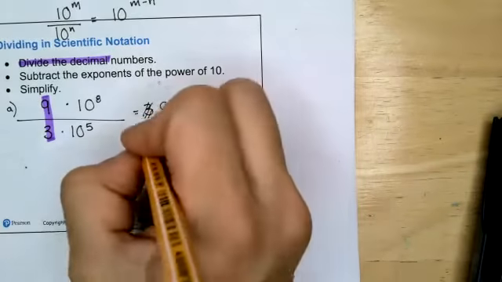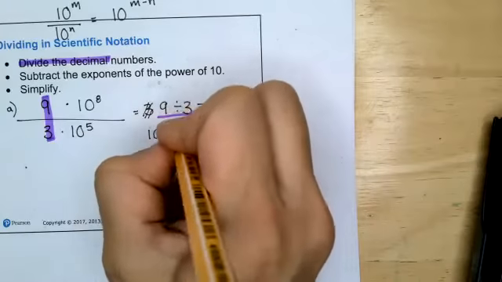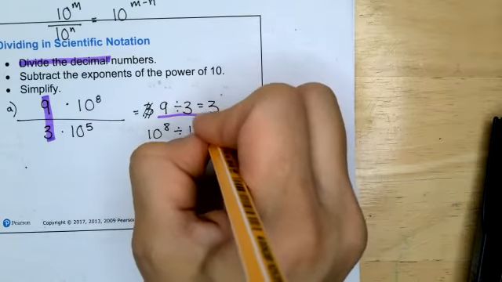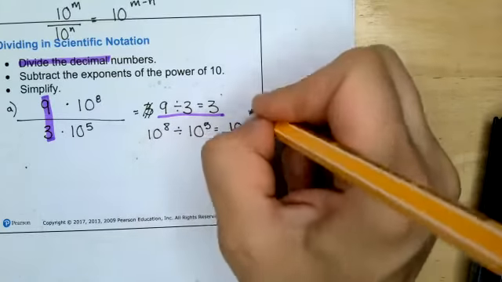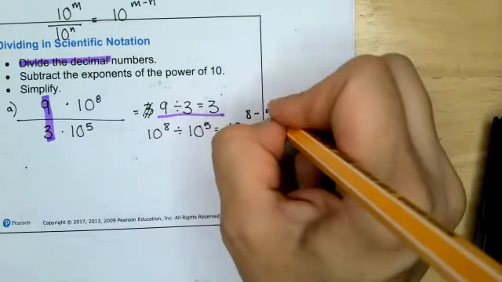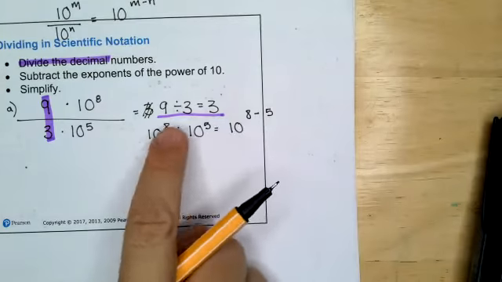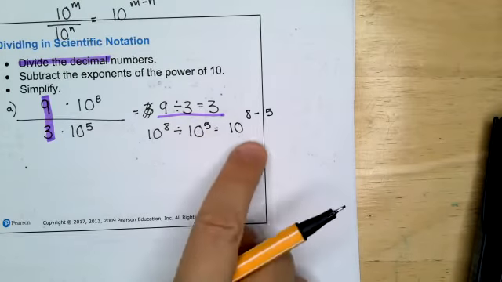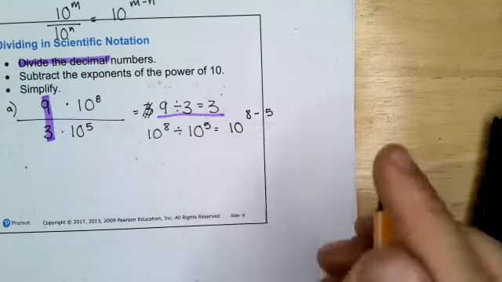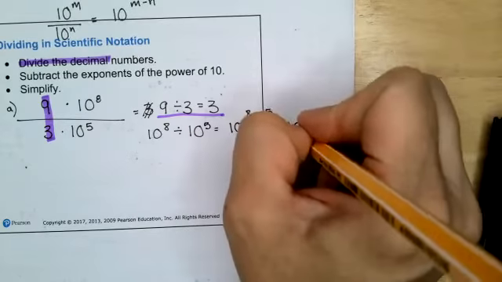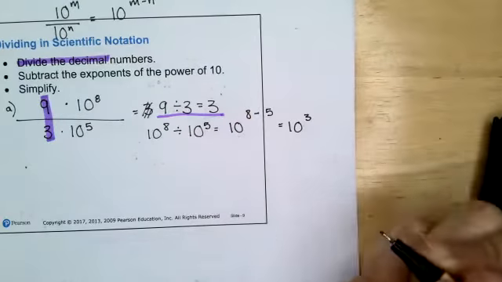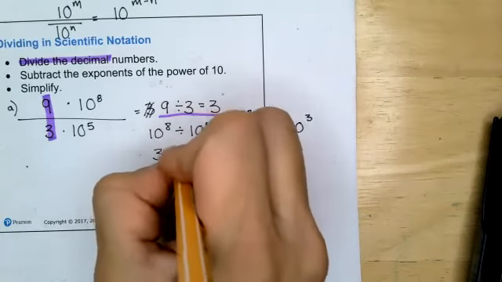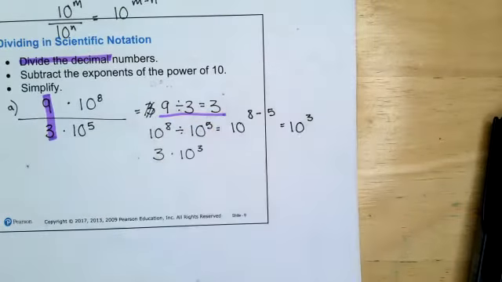Subtract the exponents. So 10 to the 8th divided by 10 to the 5th is the same as 10 to the power of 8 minus 5. So I'm dividing the bases with different exponents, and the way that I divide them is I keep the base, subtract the exponents, 10 to the 3rd. So I get 3 times 10 to the 3rd.